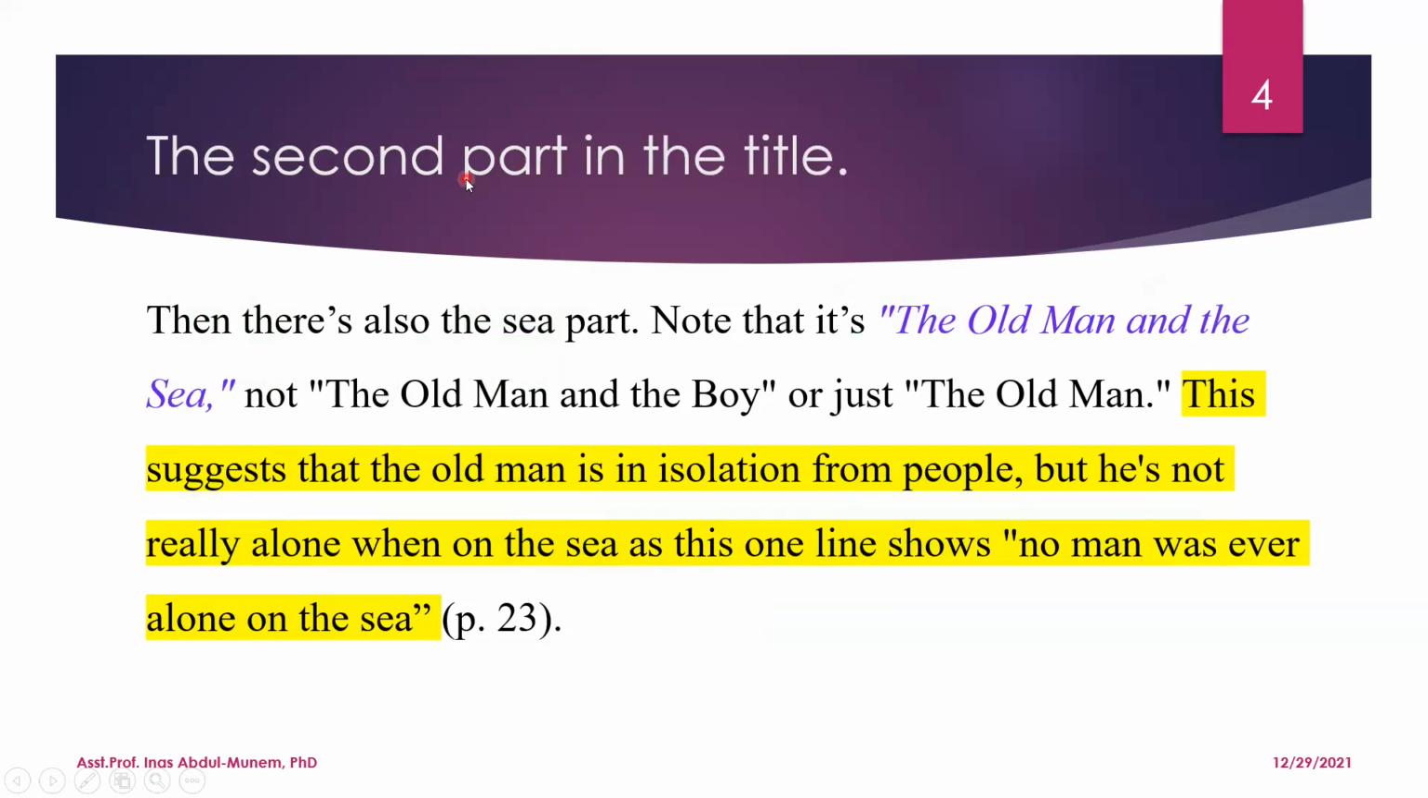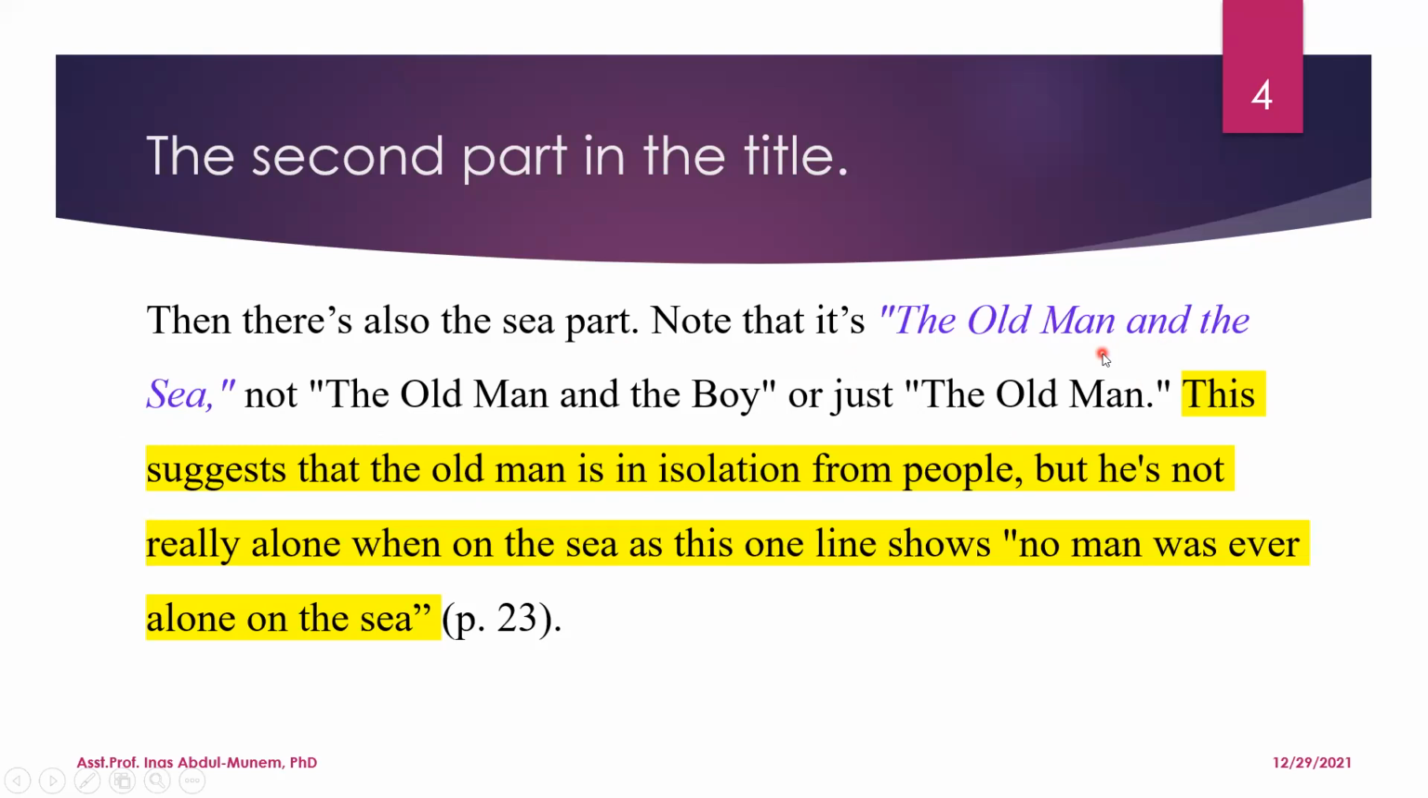The second part in the title, the sea. There is also the sea part. Note that it's the old man and the sea, not the old man and the boy, or just the old man. Why does the writer choose the sea? It suggests, you can use the verb suggest, it's a nice verb, instead of show, describe, or explain, that the old man is in isolation from the people.